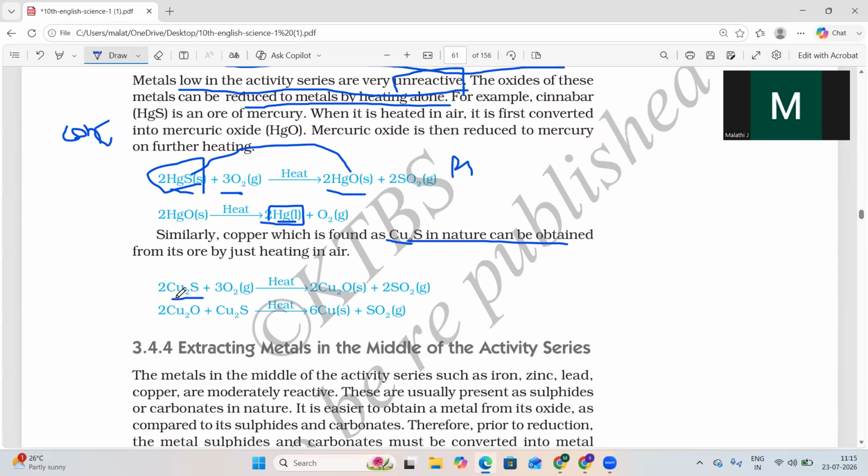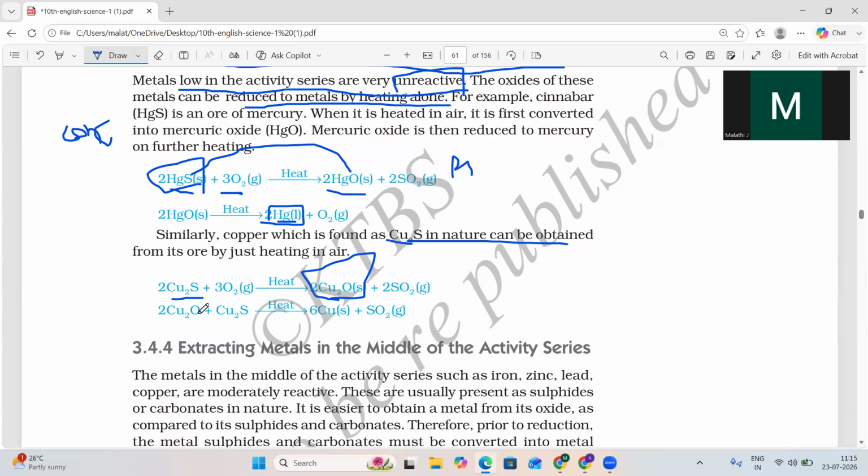sulfide ore. So in the sulfide ore form we are getting copper, and it will react with oxygen in the presence of heat. You have to heat in the presence of oxygen, and you will get copper oxide. Same thing here we are doing. We have to convert sulfide ores into oxide ores. Then the oxide ores you have to heat.